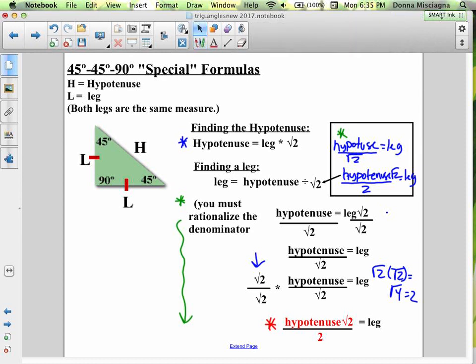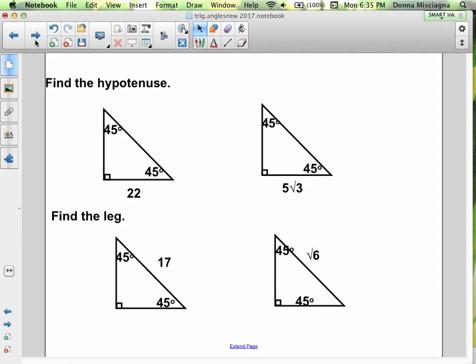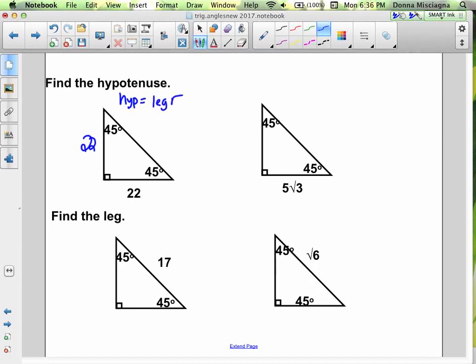All right, so let's solve two problems. I got two for you in your notes. The first one is not the first one I'm going to do, so you can just watch along with me, and then you'll solve the second one. So we're going to find the hypotenuse. This one is so easy. By the way, this other leg is 22 as well. And the hypotenuse is equal to the leg times the square root of 2, which means the hypotenuse is equal to 22 square roots of 2. Pretty easy.